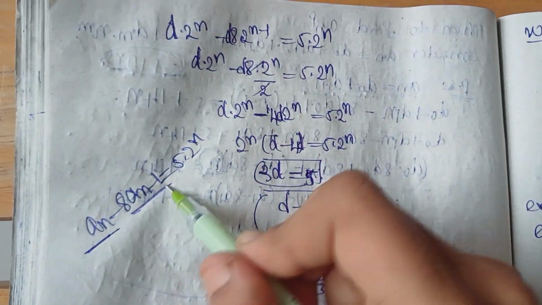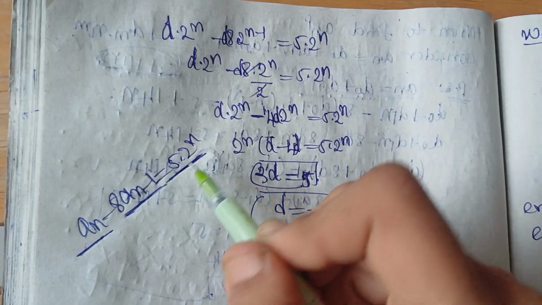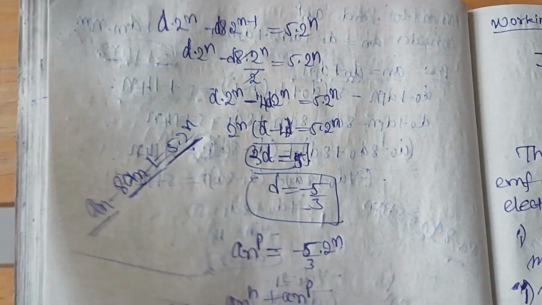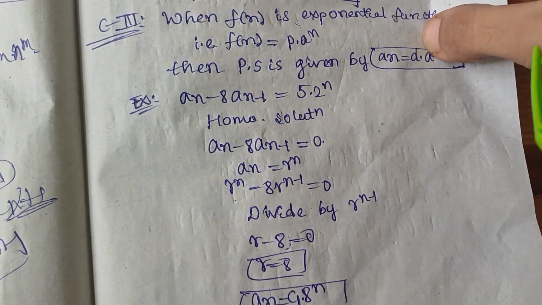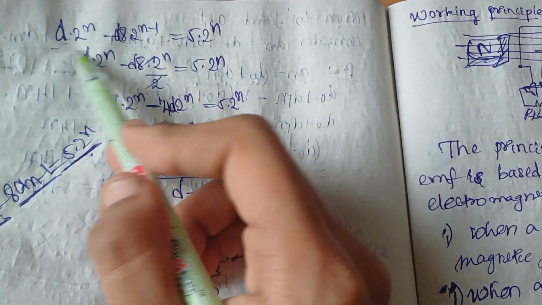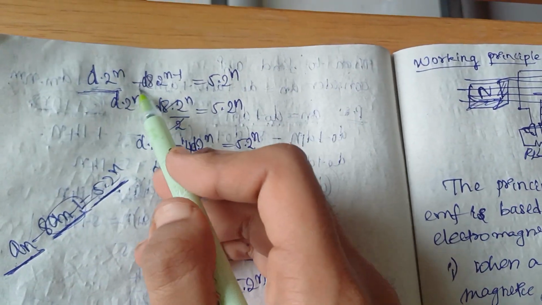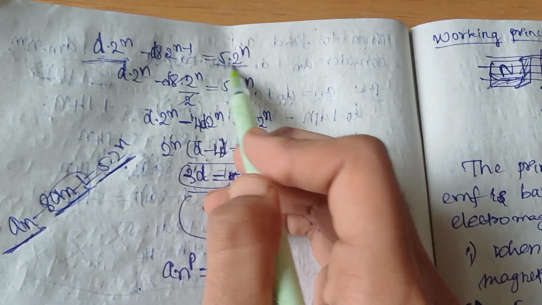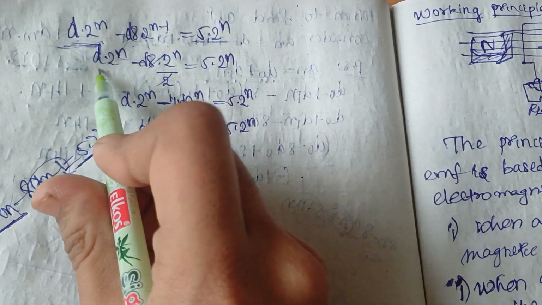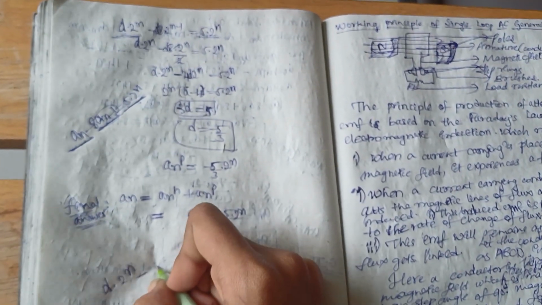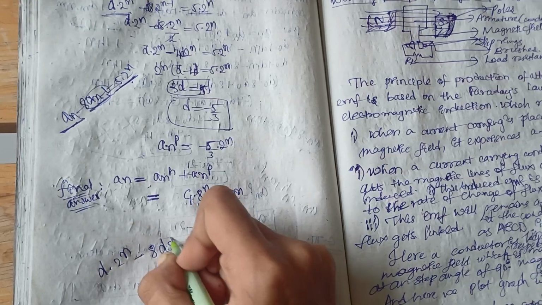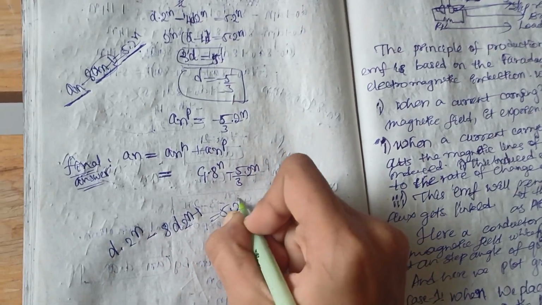See, this is our question, right? That is a_n minus 8a_(n-1) equals 5 into 2 power n. Since we know that for the particular solution in the case of an exponential, a_n is equal to d into a power n, a_n is nothing but d into 2 power n, and a_(n-1) is d into 2 power n minus 1. So d into 2 power n minus 8 times d into 2 power n minus 1 equals 5 into 2 power n.